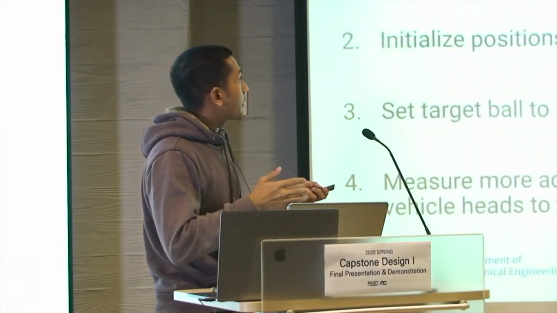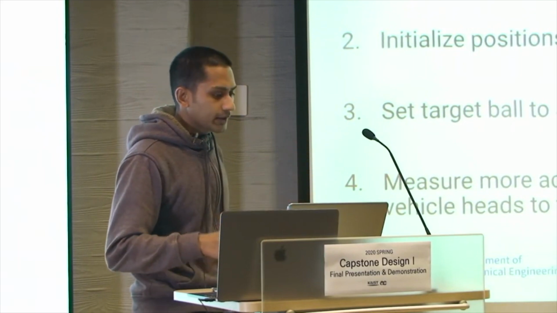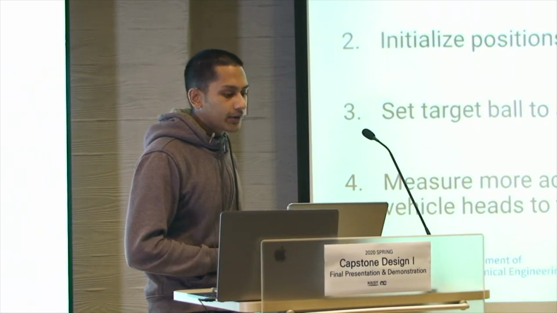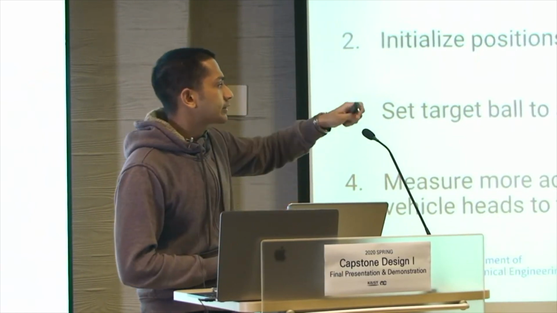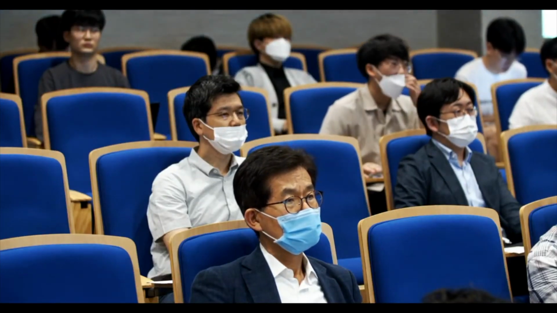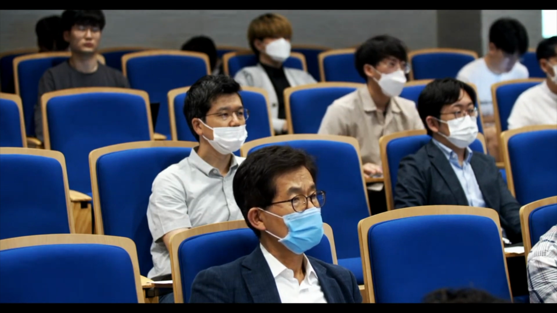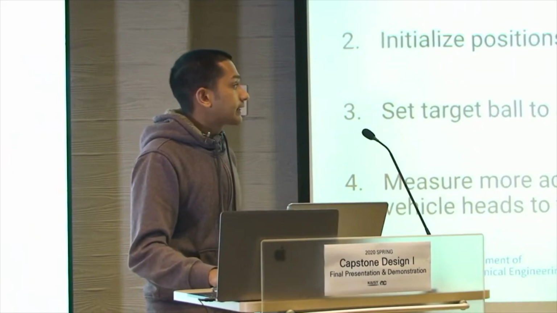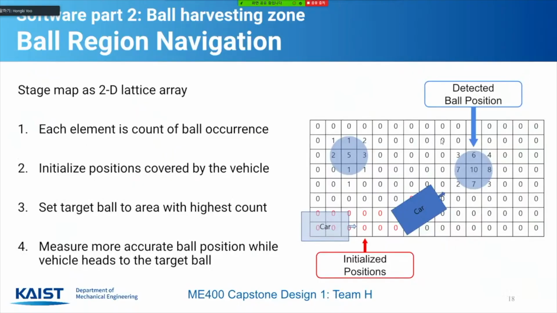And we converted this, it's almost like DQN. We converted the stage area into a 2D array, like a lattice. When our car calculates a ball position, it increases the count in that respective array position. Also, whenever our car goes over a certain data point, we initialize the data value in our array, and our car heads to the highest ball count when it needs to go to our target ball. That's how we get our ball's position and get to our target ball, and as it's heading towards the ball, it gets an even more accurate ball position. So it just keeps on getting better.